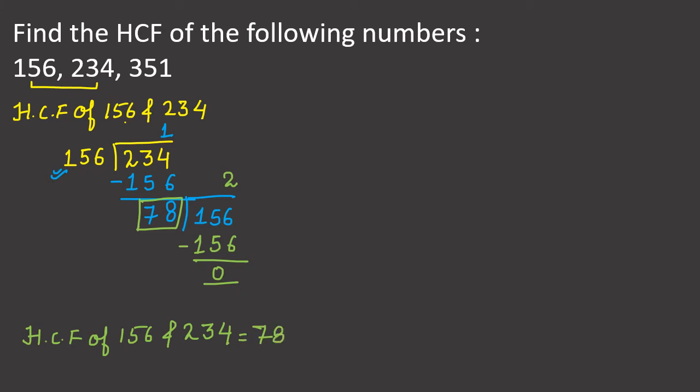Now, in the next step, we will find the HCF of 351, which is the remaining left number which we left in the first step, and the HCF of the first two numbers, that is 78. So, HCF of 351 and 78. So write 78 as divisor and 351 as dividend. Now divide these two numbers.